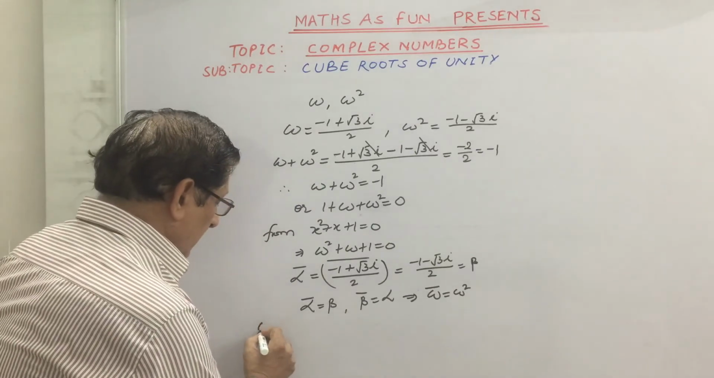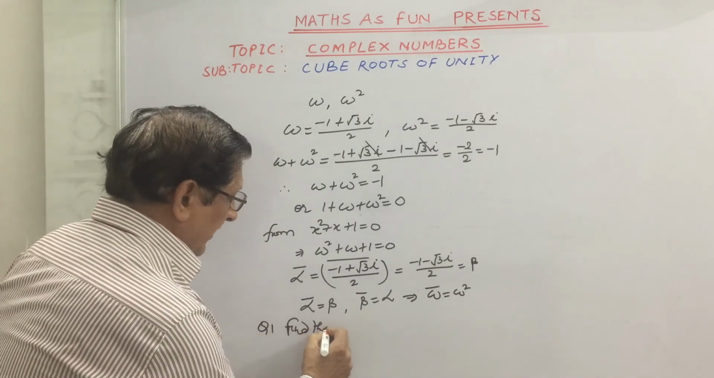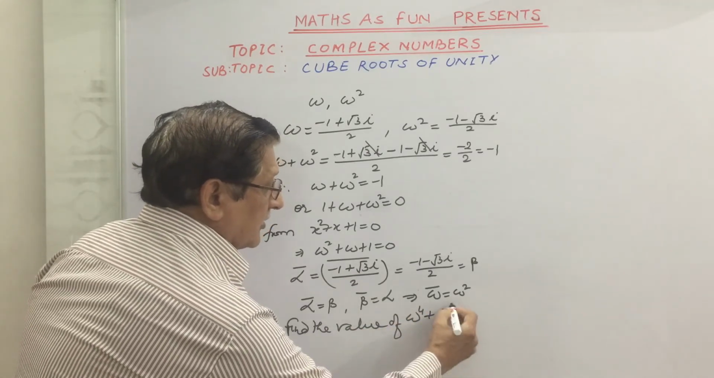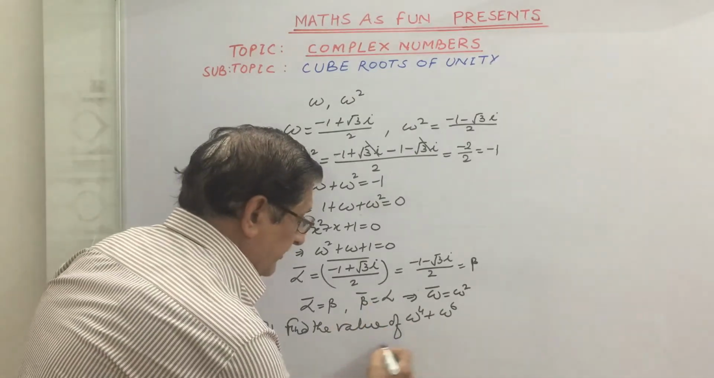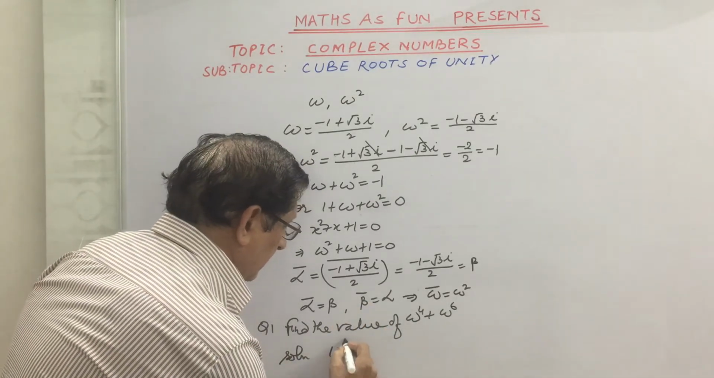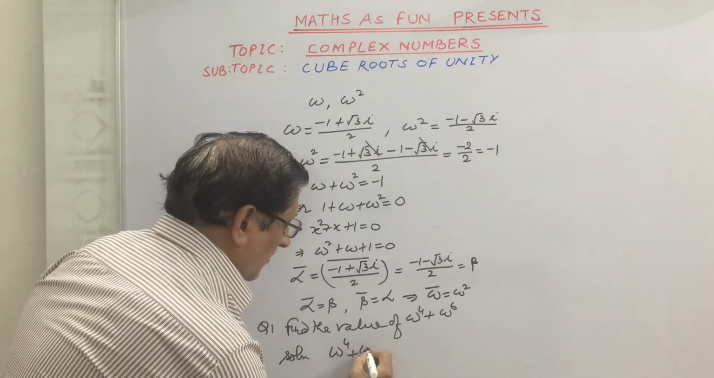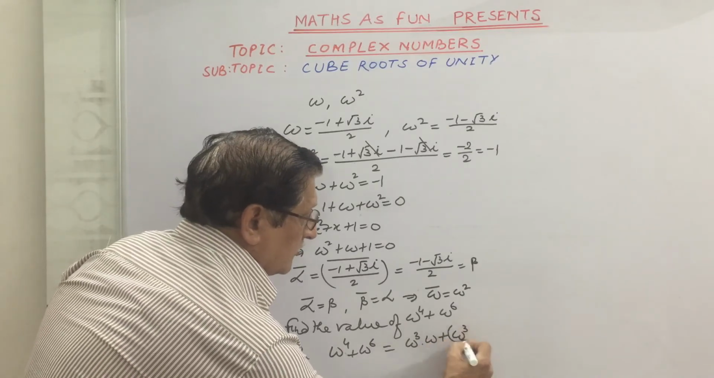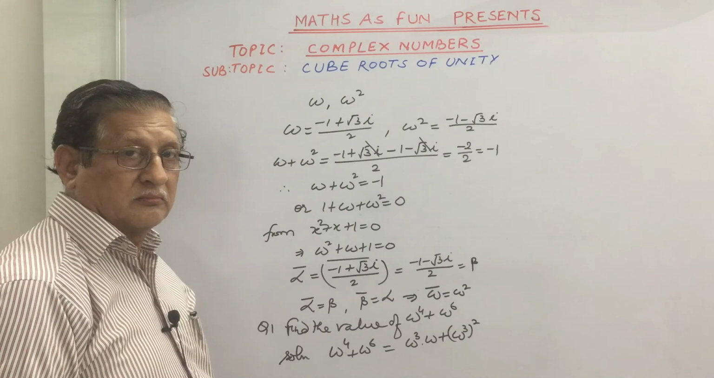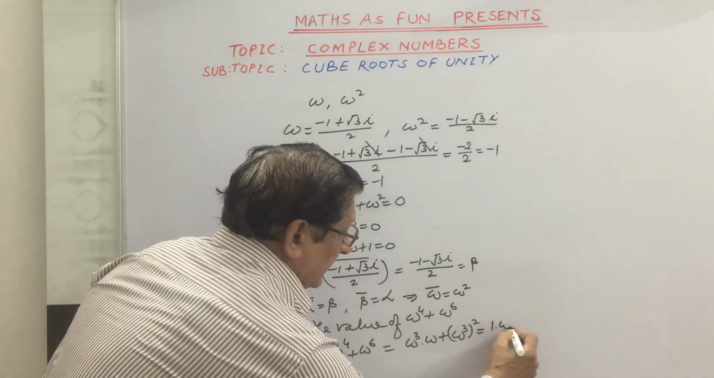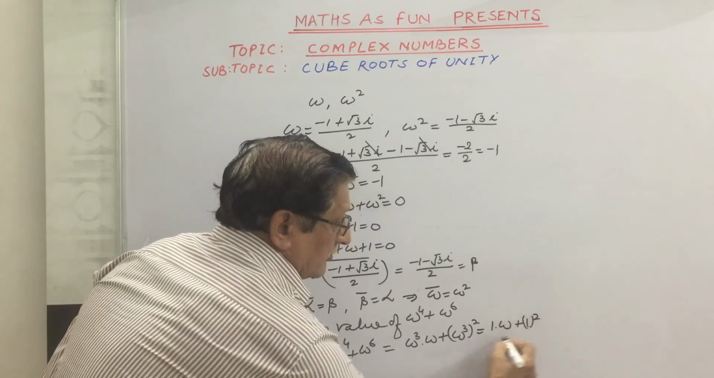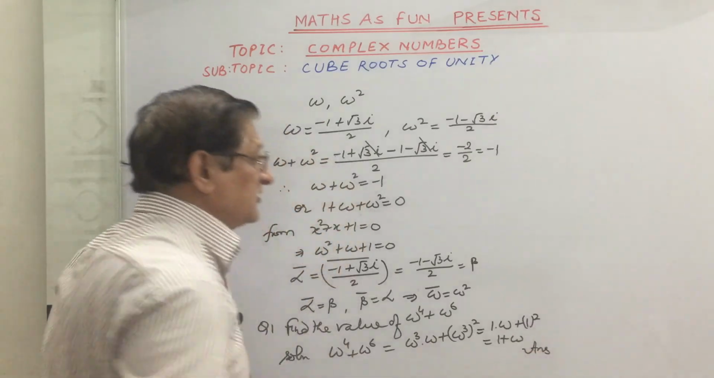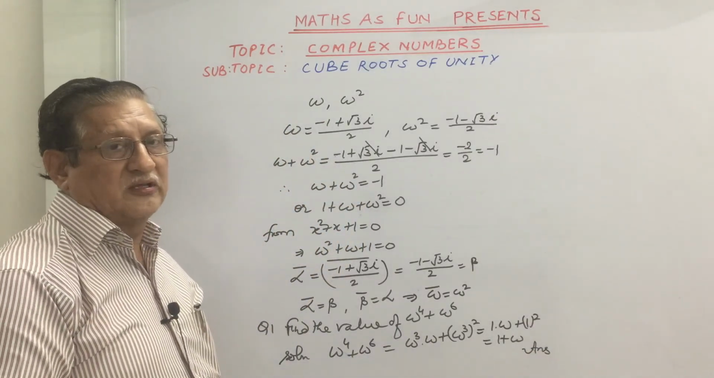Suppose we have been given a question. Find the value of omega power 4 plus omega power 6. We find here the solution. We can write omega 4 plus omega 6 as omega cube into omega plus omega cube square. This can be written as 1 into omega plus 1 square, and that becomes 1 plus omega. That is the answer. Like this, we can also use these particular properties of cube roots in simplifying the problems on omega.